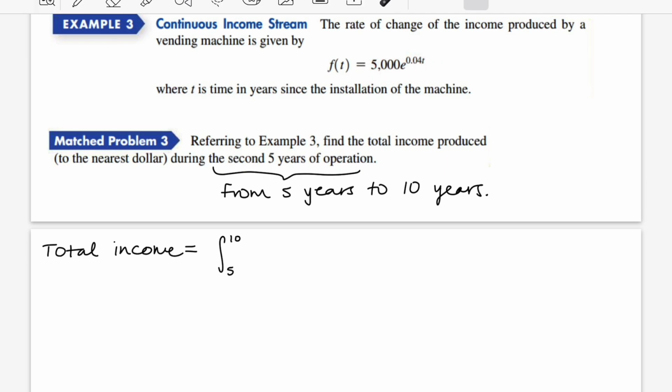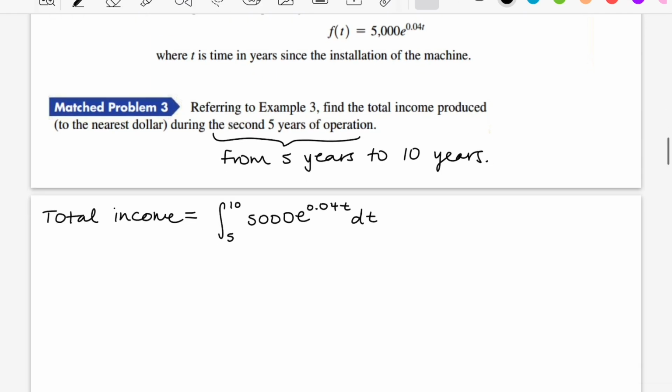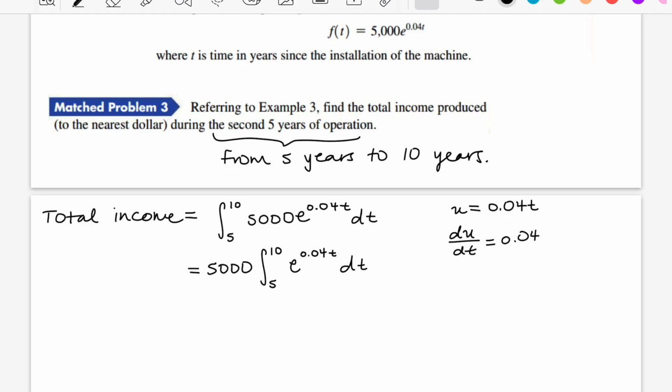And our function is 5,000 e to the 0.04 times t. All right. What I'll do first is pull this 5,000 out front of our integral here. And next, notice that we have a composition of functions. So we'll let u be equal to 0.04 t here. This tells us that du over dt is going to be equal to 0.04, and therefore du divided by 0.04 is going to be equal to dt.